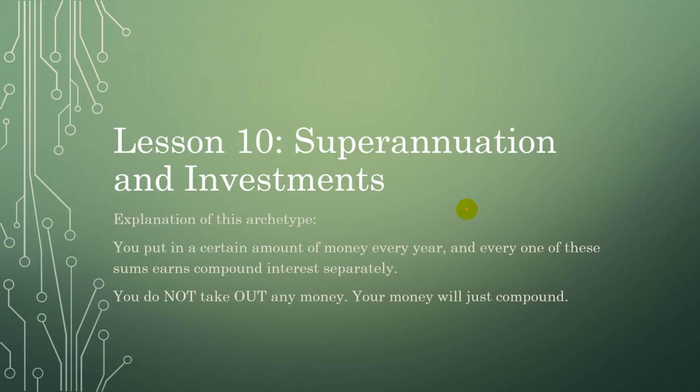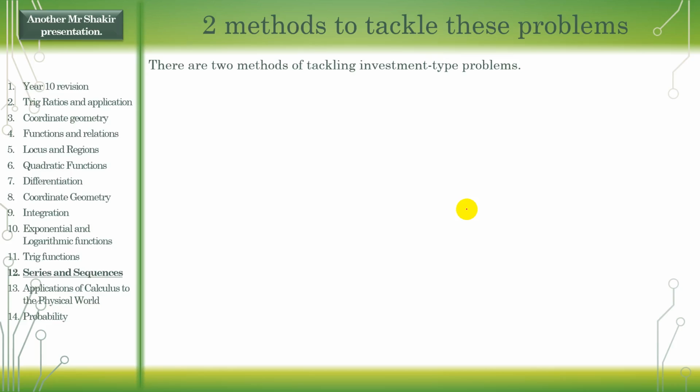The money is growing. The money is not reducing, it's growing because you're putting money in, and each of those investments is gaining compound interest. Alright, so if you remember what I've just said, you'll recognize this topic when it comes up in a question. Alright, so there's two methods of tackling investment type problems, and I'll be covering both of them.